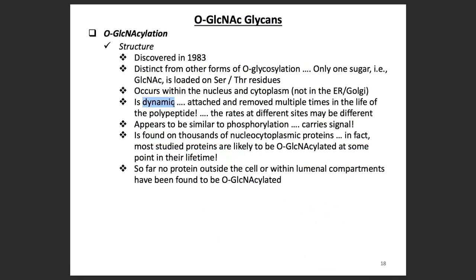Why? Because there were some systems that have been placed. A number of times, most people think that just because the protein doesn't have a sugar, it is not glycosylated at all. That paradigm is not really true. You might actually have it glycosylated and taken off, and people are yet to discover it. More and more mass spec-based techniques are being used to identify whether the residue is present or not. It appears to be very similar to phosphorylation, and therefore it actually carries a signal. Very important. It's found on thousands of nucleocytoplasmic proteins, and therefore this particular residue is extremely important.